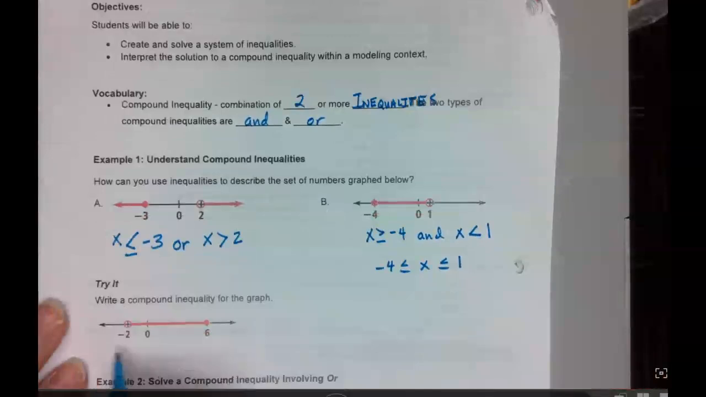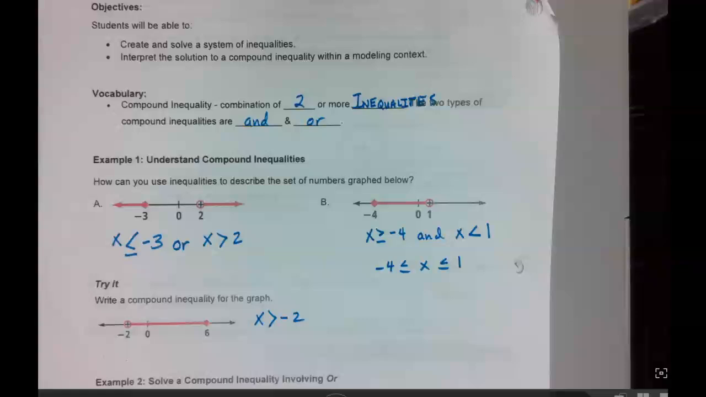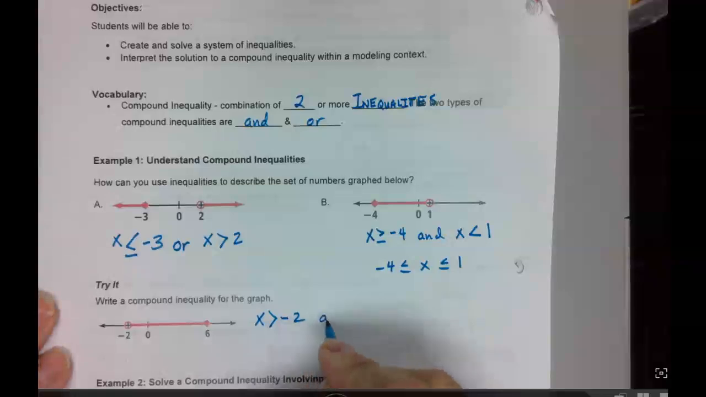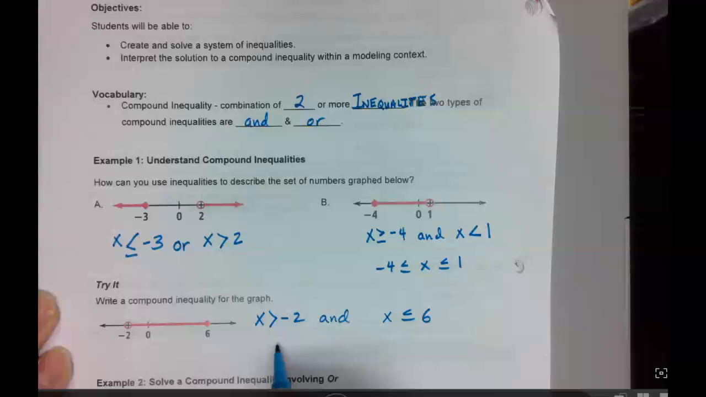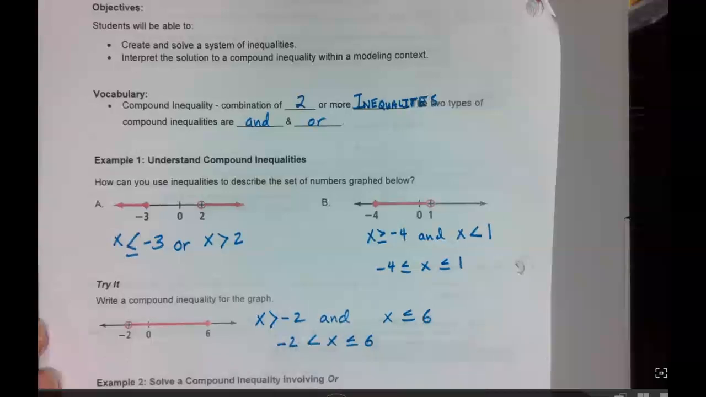So the compound inequality for this one would be x is greater than -2. They connect. It's like two hands connecting, okay? x is greater than -2, and x is less than or equal to 6. You could also write it like this. These mean the same thing. Either one would be correct.